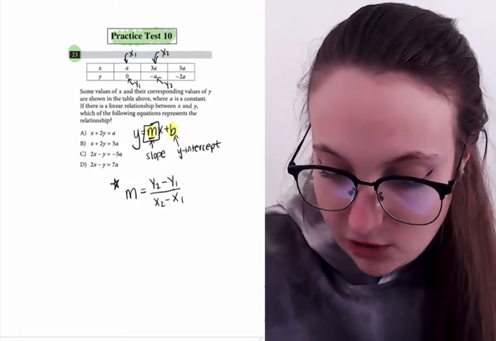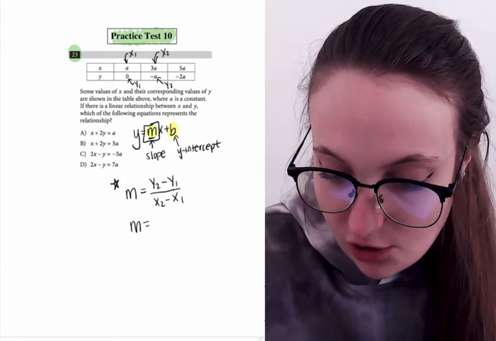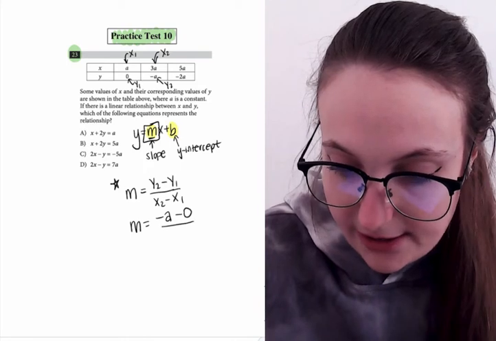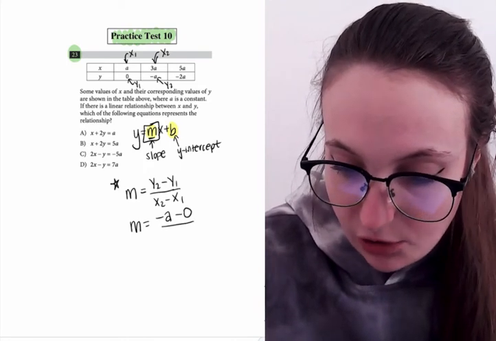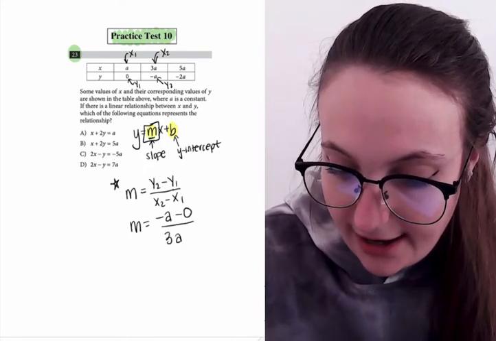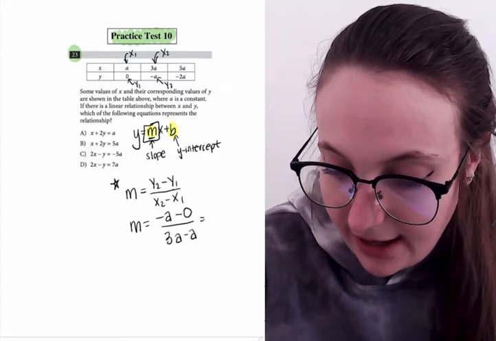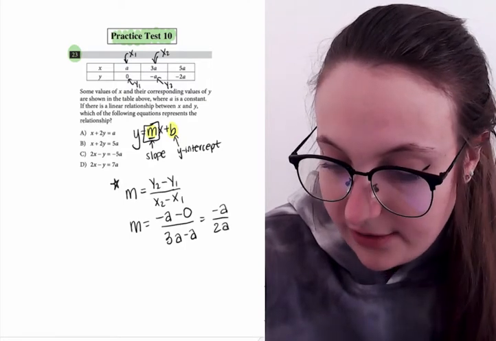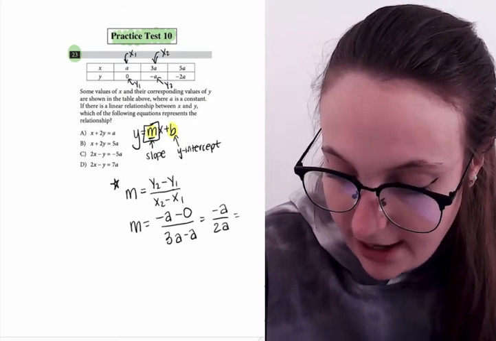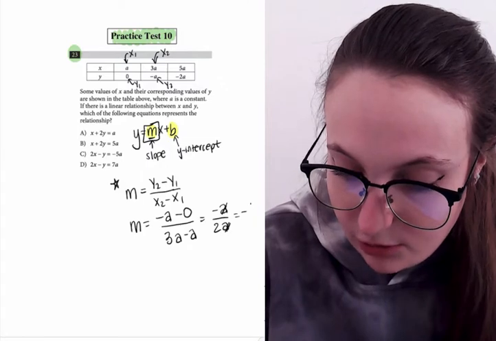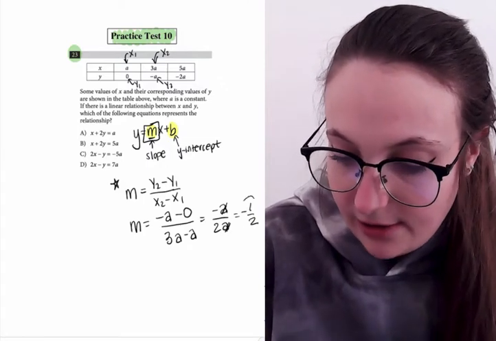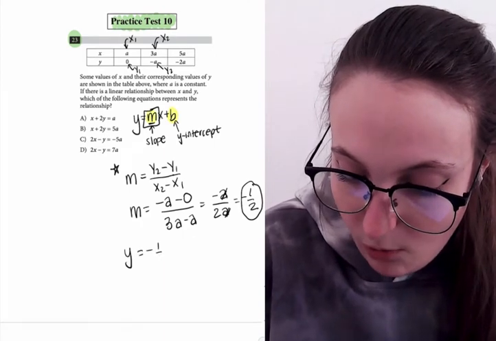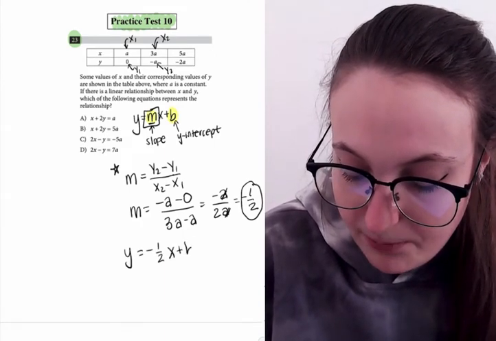All right, so let's go ahead and plug that in. y2 is negative a, y1 is 0, so negative a minus 0, over x2 is 3a, x1 is a. So we end up getting negative a over 2a, which gives us that the slope is equal to, the a's will cancel out, negative 1/2. Okay, so that's the slope of this line. So we get y is equal to negative 1/2 x plus b.